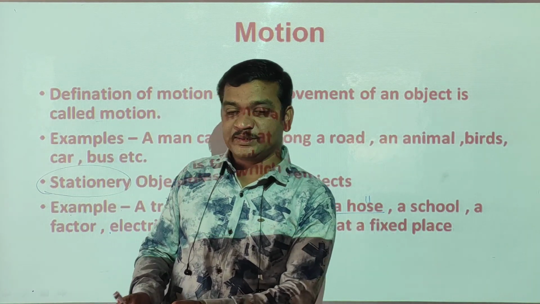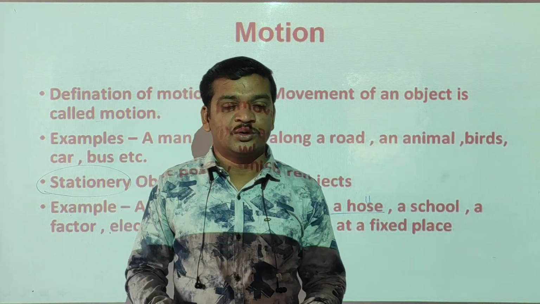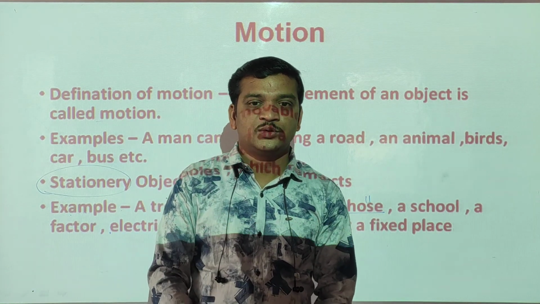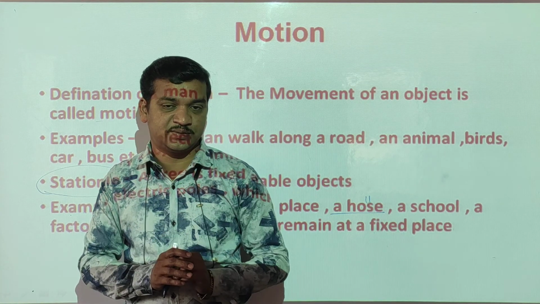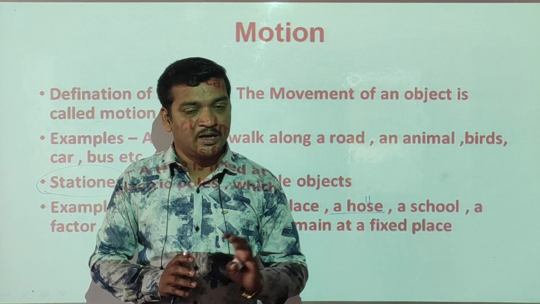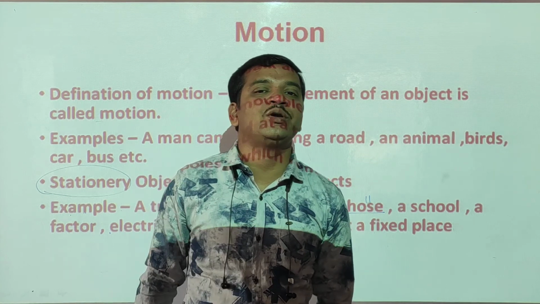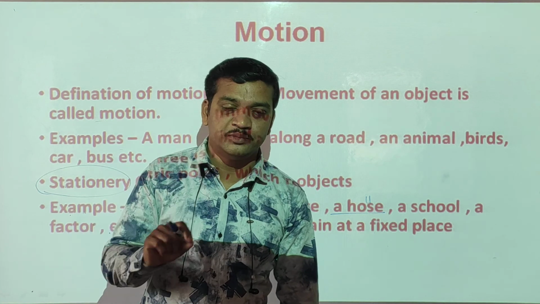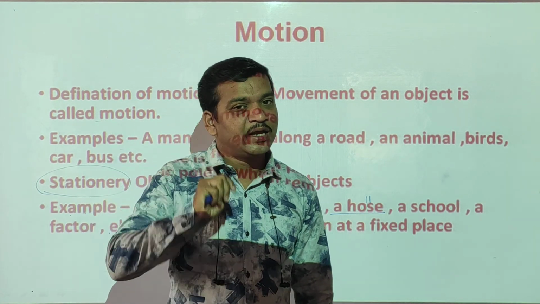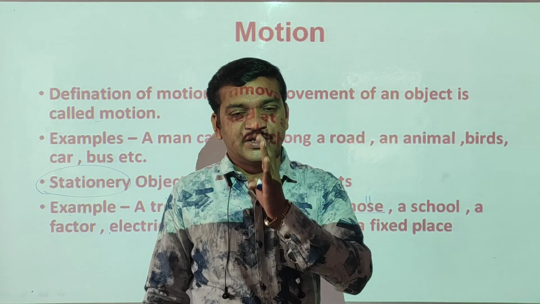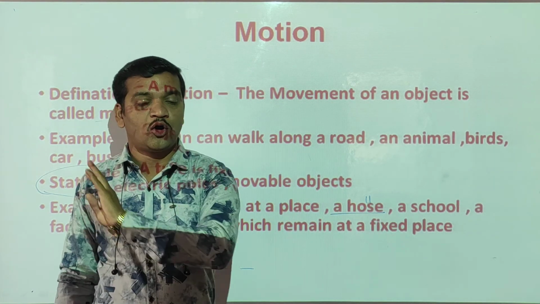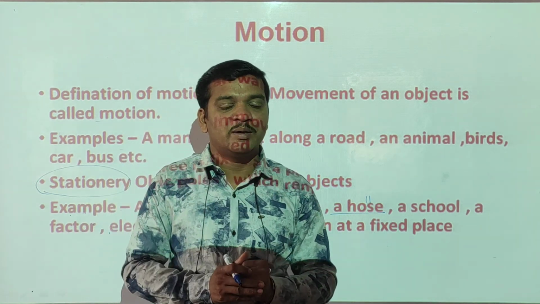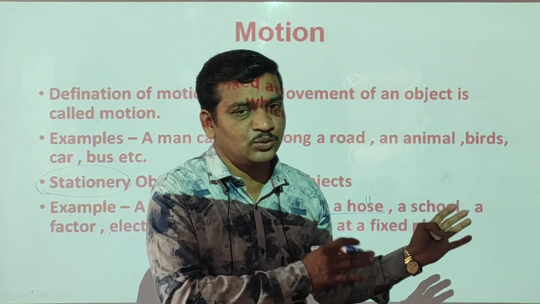For example, this table. Yes or no? These tables you always see in your classroom. So these are immovable objects. Understood? Whatever immovable objects there are, we call them stationary objects. So there are two kinds of objects, stationary and movable. Stationary means immovable objects, and movable objects are those which can move from one place to another place.